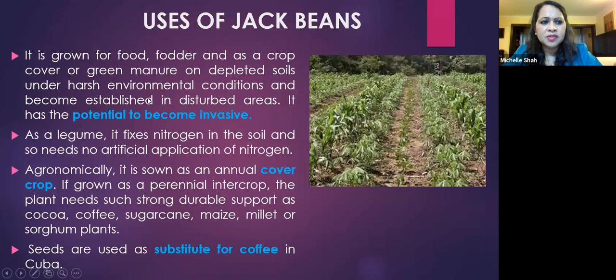And the uses. It is grown for food, fodder, as a crop cover or green manure on depleted soils under harsh environmental conditions and become established in disturbed areas, and it has potential to become invasive. As you can see in this picture, this is a field of the jack bean. And as a legume, it fixes nitrogen in the soil and so needs no artificial application of nitrogen. And agronomically, it's sown as an annual cover for crops. If grown as a perennial intercrop, the plant needs strong, durable support as cocoa and coffee, corn, those would be the supports. Jack bean seeds are used as a substitute for coffee in places like Cuba.